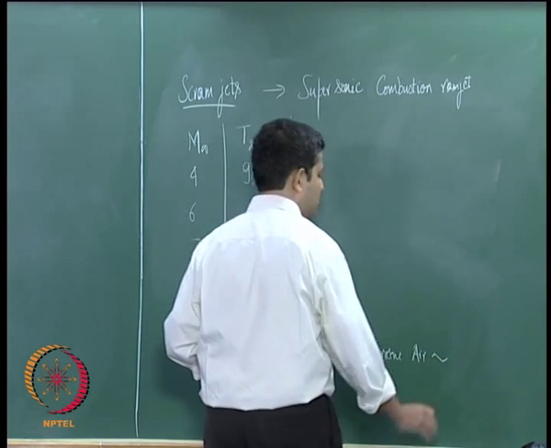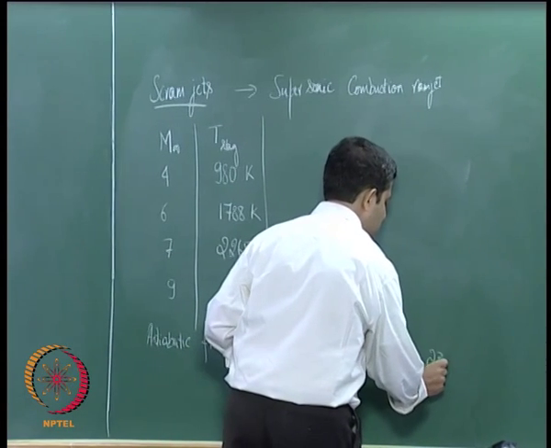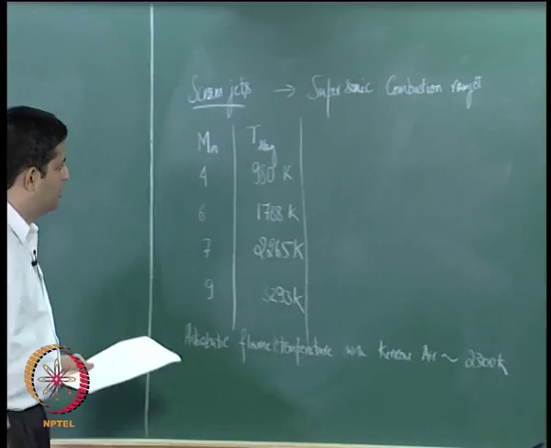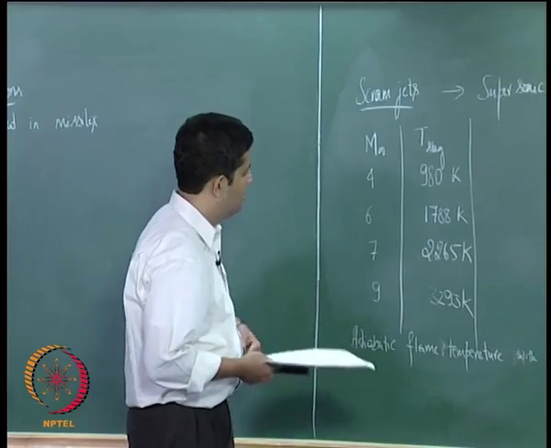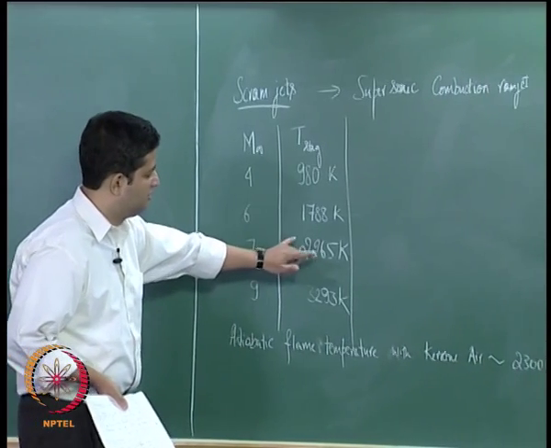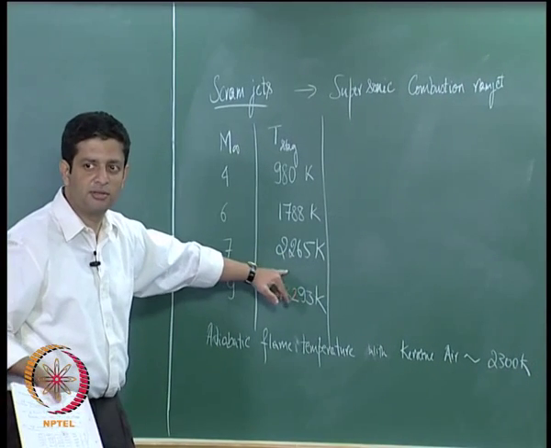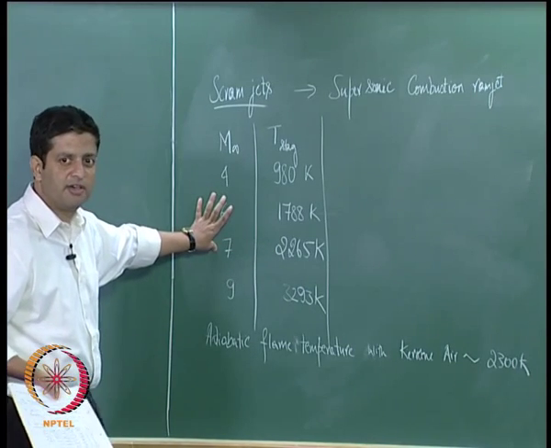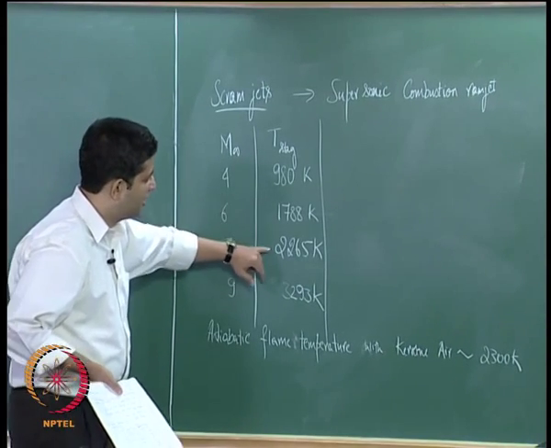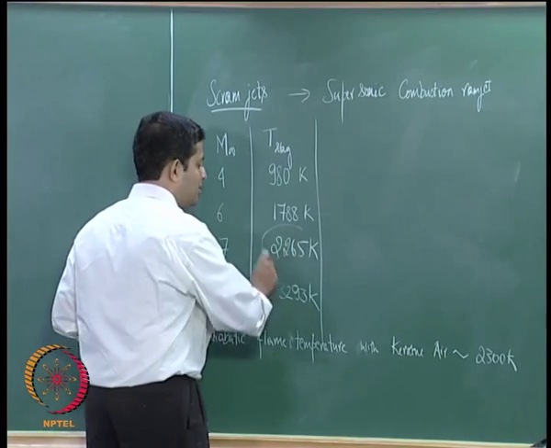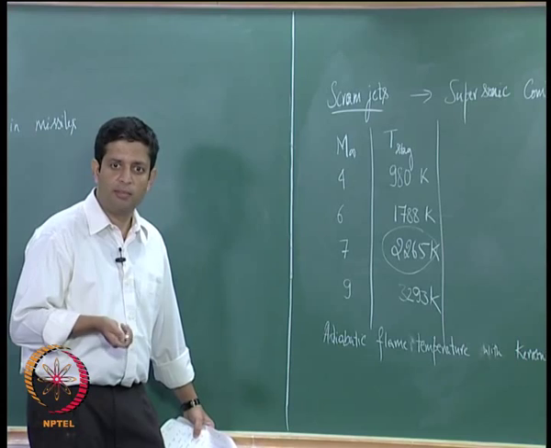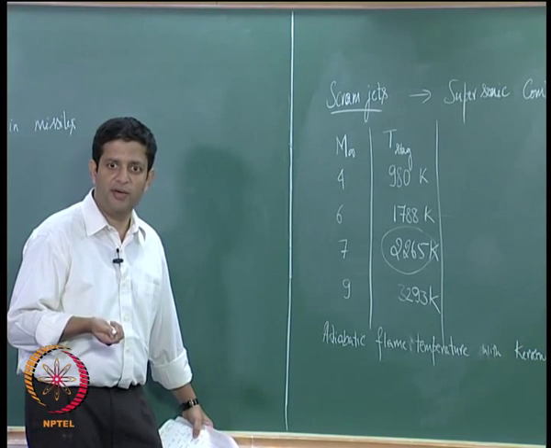Is somewhere around 2300 Kelvin. Now, if you look at this table, you have T stagnation itself going to something like 2260 at a Mach number of 7. So, what it tells you is beyond this point, it would be very difficult to add any sensible heat to the flow by burning a fuel, right?